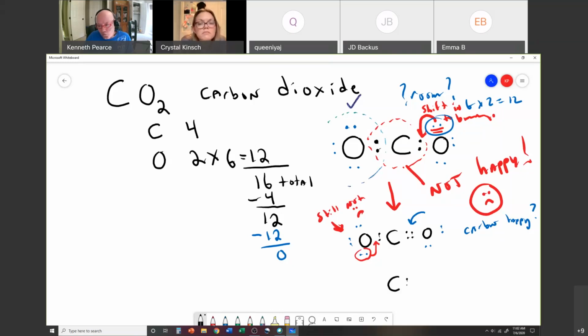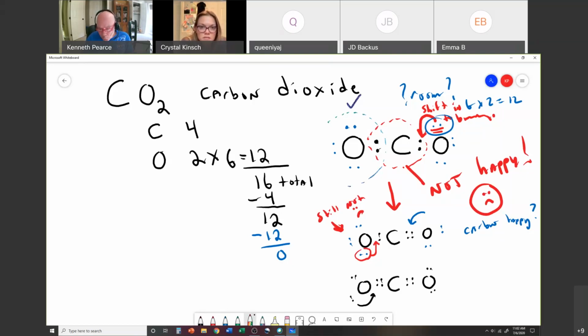Well, I didn't do anything over here, so it's still got the 2 in the middle. Now I shifted those 2 in, and so now I have 2 pairs in the middle, and I have those 2 that are left over here. All I did was shift it on in like that. See? That's all I did was shift it in. Now is the carbon happy?